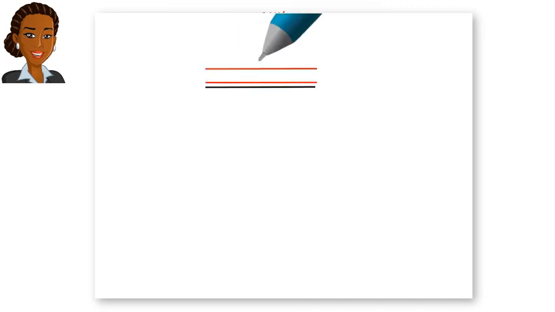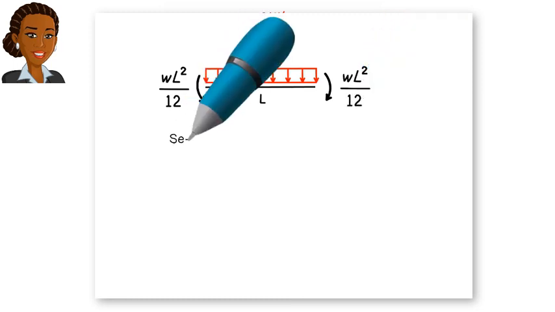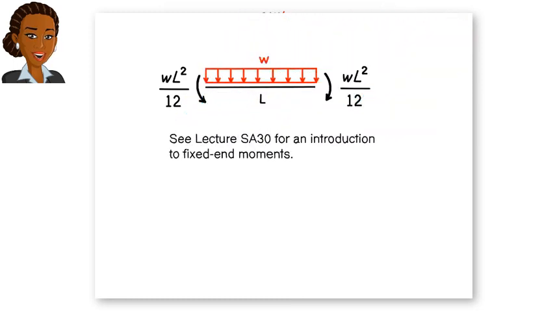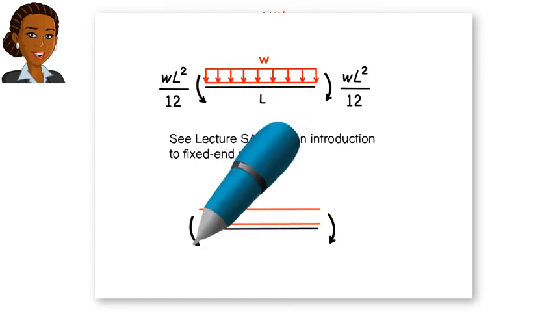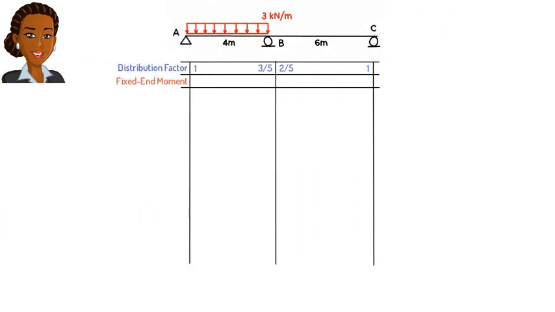Recalling from the slope deflection method, we know that a beam of length L subjected to a uniformly distributed load of w would have wL squared over 12 for its fixed end moments. In our case, this means the left and right fixed end moments for AB each has a magnitude of 4 kilonewton meters. The left moment, since it is counterclockwise, is considered positive, and the right moment is considered negative. We enter these values in our table like this. These are considered the initial moments at joints A and B to be balanced once the iterative process begins.